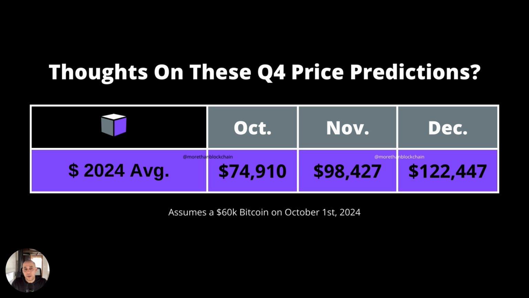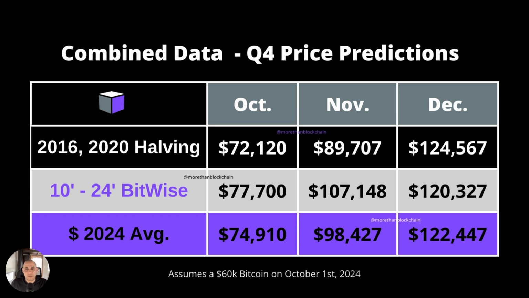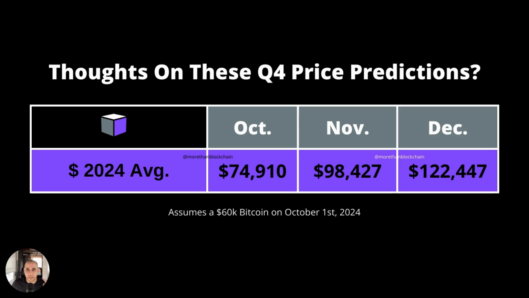So now I want to ask you, what are your thoughts on these Q4 price predictions? This number here, these 74, 98, and 122, these are the numbers that we've taken at the end, right? Which show the average of the 2016 and 2020 halving percent increases, plus the average of the 2010 to 2024 Bitwise percent increases for the months of October, November, and December. So what do you think?